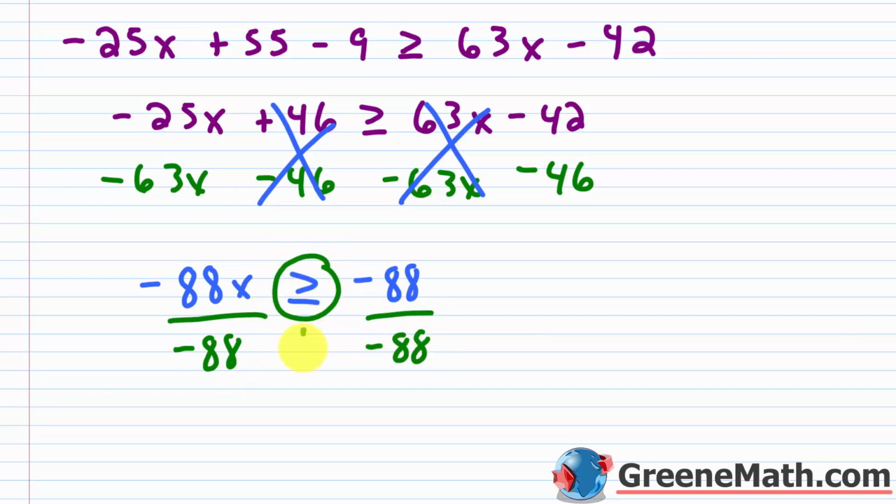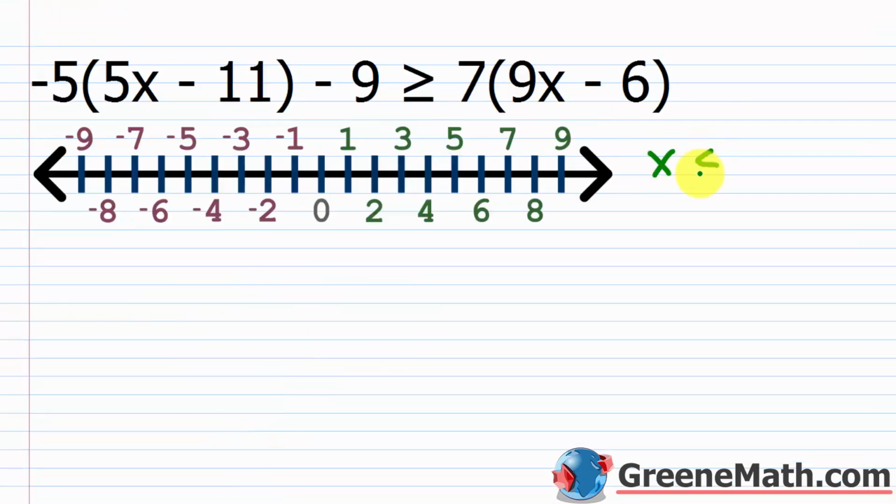And this guy's going to flip because I divided by a negative. So you get x is less than or equal to 1. Okay, x is less than or equal to 1. So let's erase all this. So x is less than or equal to 1.